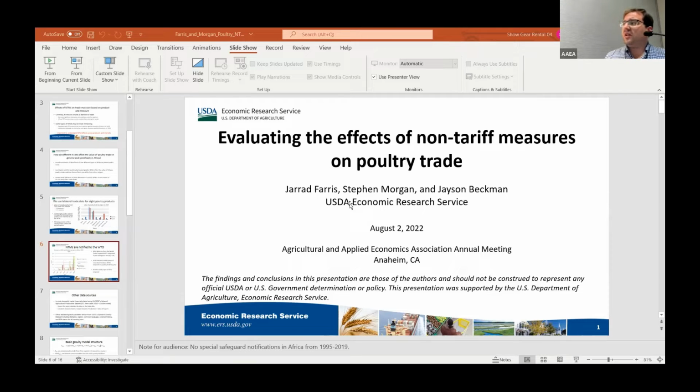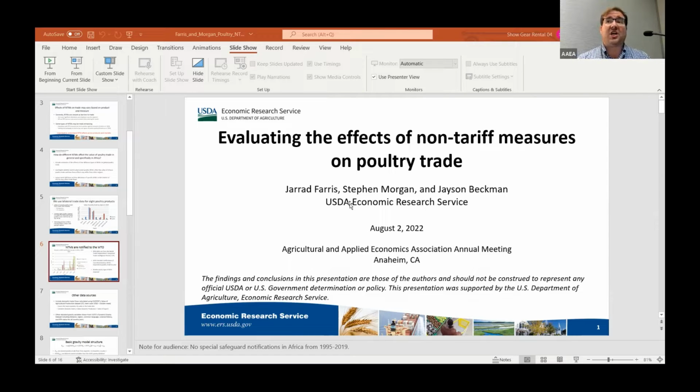We also include an interaction effect to look at, can we find any differential effects for Africa? That graph I showed you of the NTMs in Africa over the period of this analysis, you'll remember that we had very little variation in tariff rate quotas, and there were no special safeguard notifications. So those will drop out of the model. But here we find some evidence that for Africa, compared to in general, sanitary and phytosanitary measures actually have a larger negative effect compared to poultry trade in general.